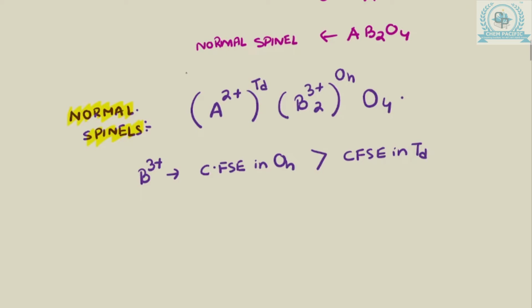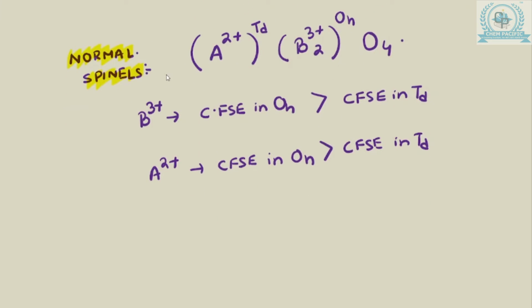Exactly the opposite: if it becomes the inverse, that is, if the CFSE of A2+ in the octahedral field becomes greater than the CFSE in the tetrahedral field as compared to B, then what happens? Look carefully students, then half of B occupies the position that was previously occupied by A. So half of B comes to the tetrahedral site and A comes to the octahedral site.